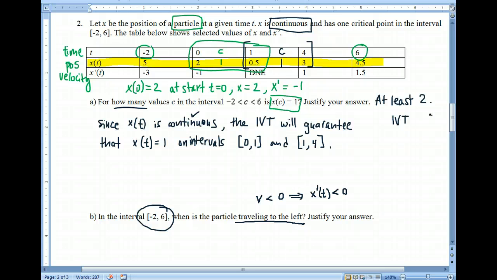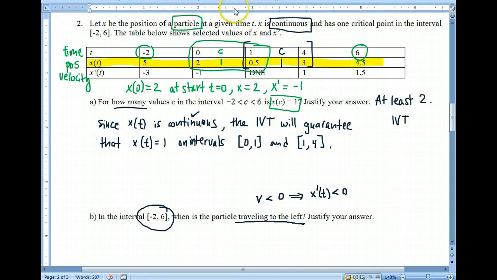So name 2 places that the particle will be traveling to the left. At -2 and at 0. What about at 4? Traveling to the right because it's positive. Also here traveling to the right because it's positive. What about at 1? Does not exist, meaning I don't know what it's doing.